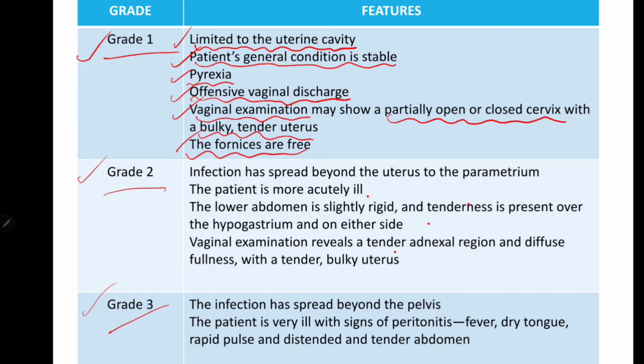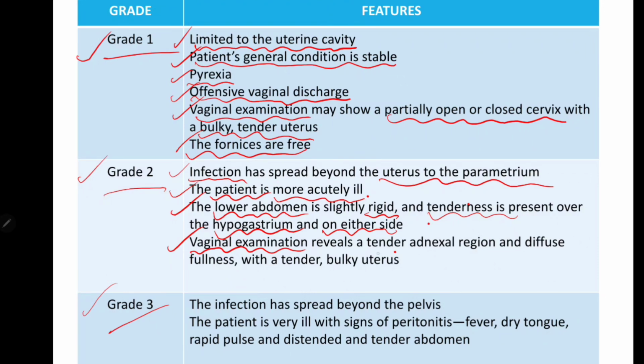Now moving on to grade 2 septic abortion. First, the infection has spread beyond the uterus to the parametrium, and the patient is going to be more acutely ill. The lower abdomen is going to be slightly rigid, and tenderness is going to be present over the hypogastrium as well as on the other side.